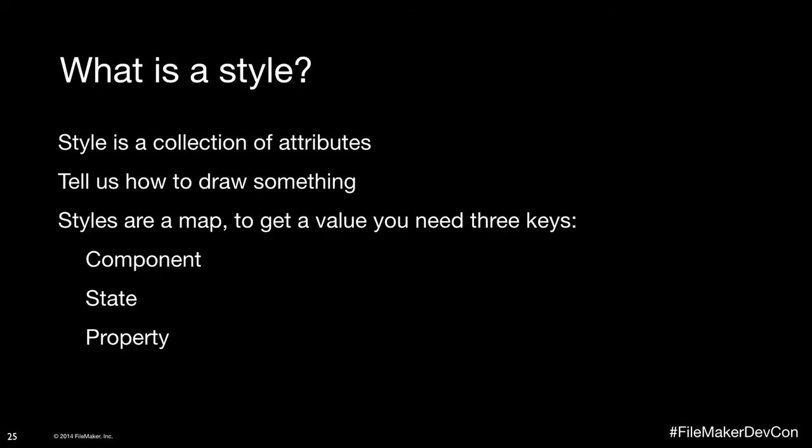And now I want to move on to styles and themes. And we're going to start out with a review. So this is all stuff that applies equally to FileMaker 12 and FileMaker 13. So a style is just a collection of attributes. They tell us everything we need to know about how to draw something. And a style is what we refer to in computing terminology as a map. So that just means that to get a value out of this map, you have to give us a key.